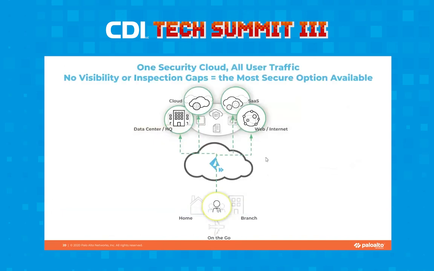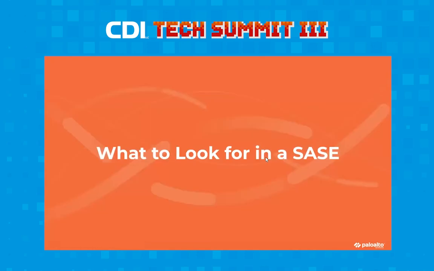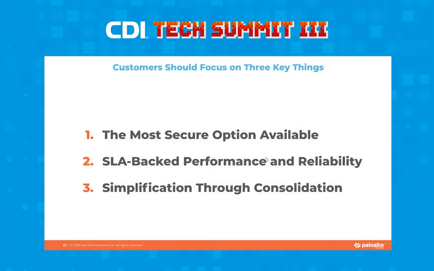So one cloud, one inspection capability that translates to all traffic types to any destination, making sure there's no visibility or inspection gaps, giving you the most secure option available. That's what you need to be looking for. So that translates right into the next section.